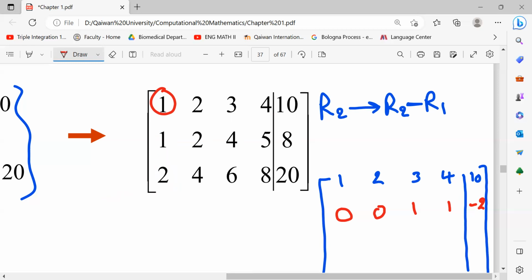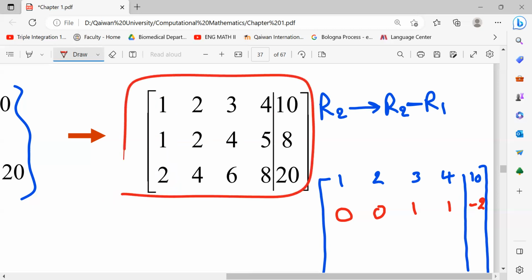As I said, this is the augmented matrix. We start from this element. This is the first leading entry. All the elements below must be 0. Then we seek the next leading entry, and we need to change all the entries below it to 0. We changed this to 0, and now we need to change this to 0 as well.